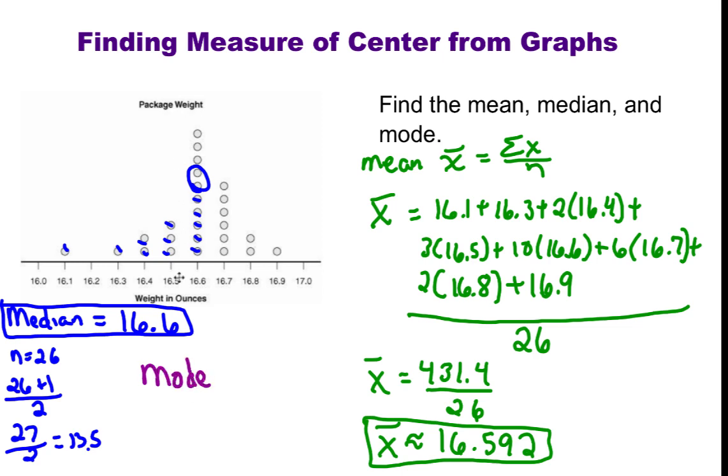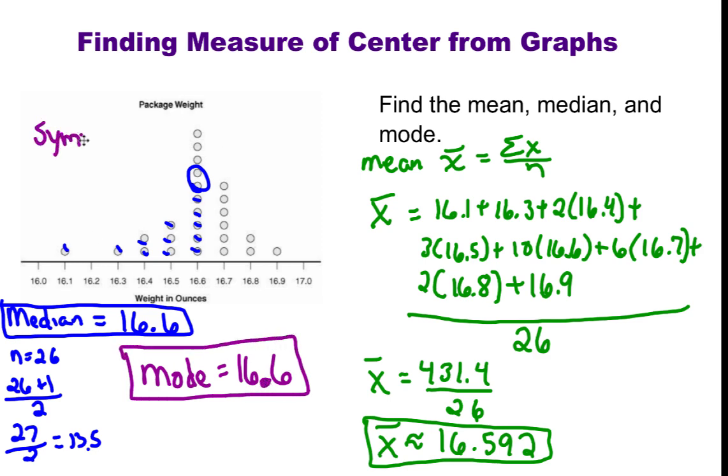Mode is the one that occurs most often, which is obviously 16.6 ounces. Notice that this graph is approximately symmetrical, and also notice that my mean is approximately equal to my median.